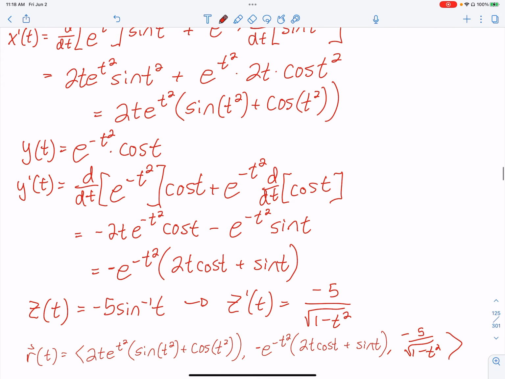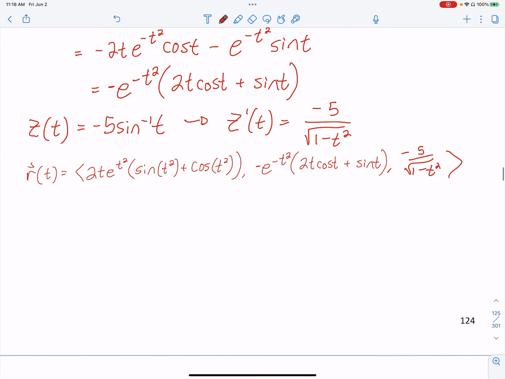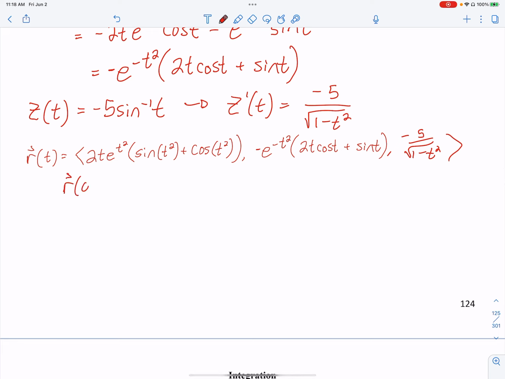I think the problem, let's scroll back up. The problem says at t equals 0. That's great. So r prime of 0 is equal to r prime. There we go. The first component, if I plug in a 0, I get a 0. Great. Second component, okay, this is a negative 1. So I'm going to have negative 1. Cosine of 0 is 1, but the t makes a 0. Sine of 0 is 0. I get 0. All right, and then the last one, we do have some kind of direction here. We got negative 5. So this line at 0 is literally going straight down.